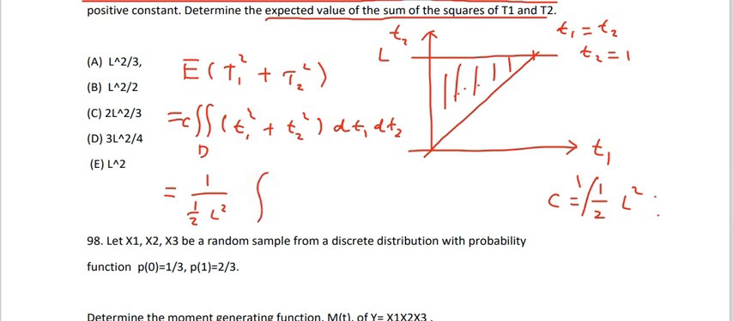So x goes from 0 to L, dx. Once we determine x, what is y? y goes from x to L, dy, right? We integrate the function x squared plus y squared. So now this problem is just a double integration problem. Easy, right?